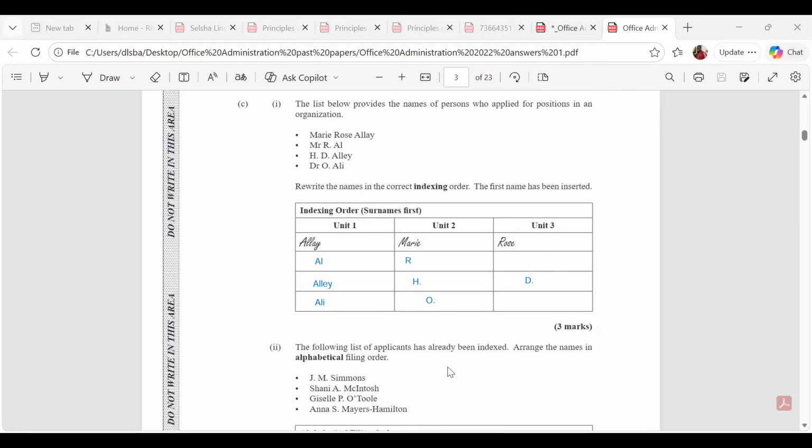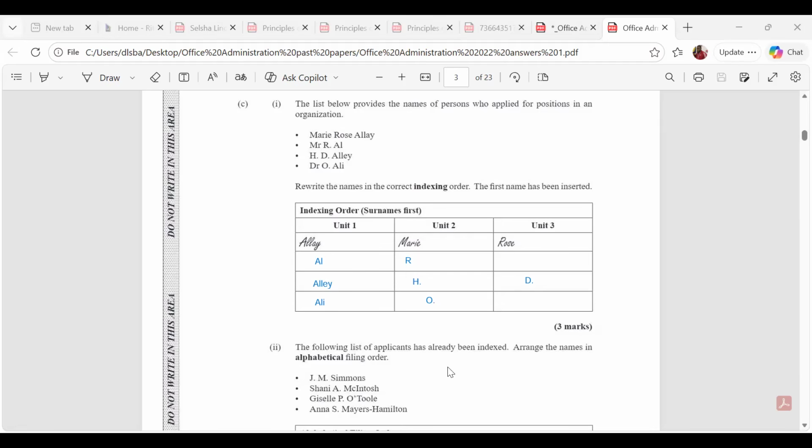Who will be second? Shania Macintosh will be second, right? Who will be third? Giselle, Isabel. And last would be M.J. Simmons.